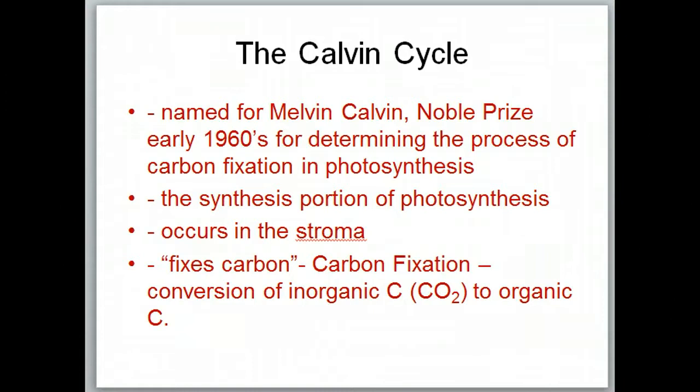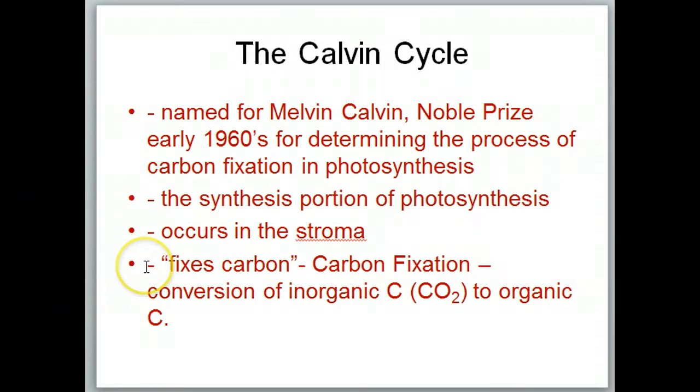Now, just like the light-dependent reaction is the photo portion of photosynthesis, this is the synthesis portion of photosynthesis. And of course, when you synthesize something, you make something. So what is being synthesized here, or what is being made, is the carbohydrates. So this process occurs in the stroma. The light-dependent reaction occurred on the thylakoid within the chloroplast. This occurs in the stroma, which is the fluid portion of the chloroplast.